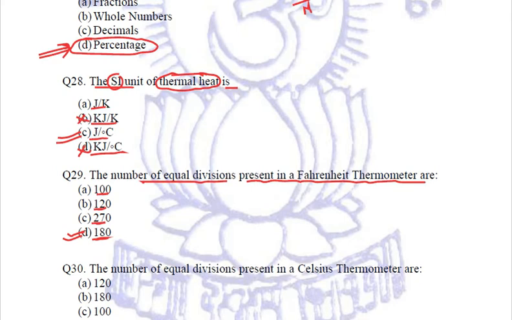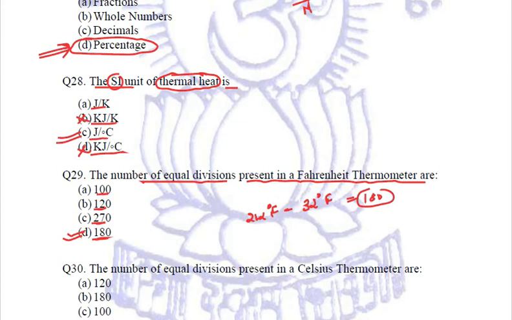We know that on a Fahrenheit thermometer, the lower fixed point. What is the value of the lower fixed point? It is 32 degree Fahrenheit. And the upper fixed point is 212 degree Fahrenheit. So taking the difference, there are 180 equal divisions which are present in a Fahrenheit thermometer.